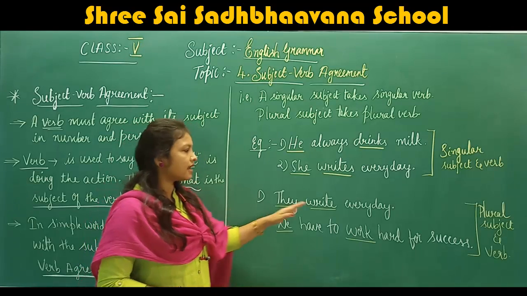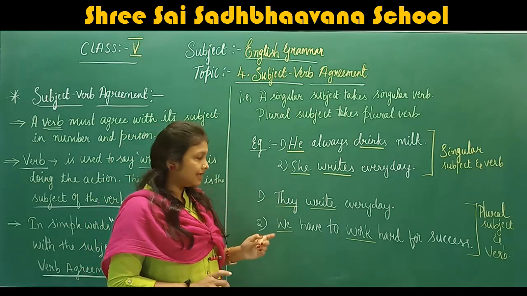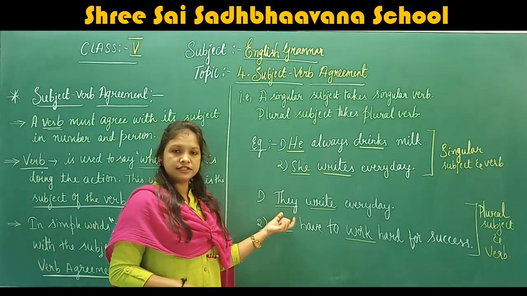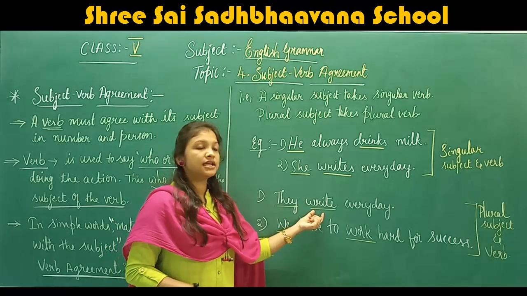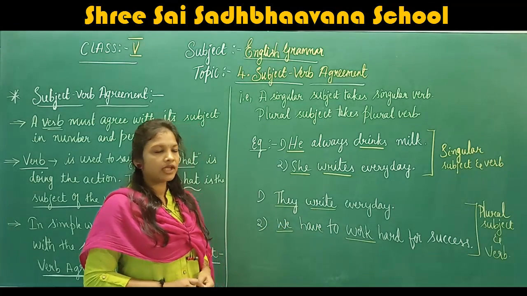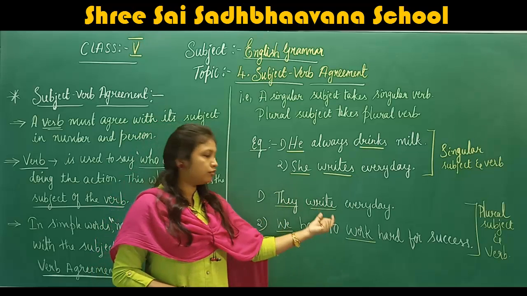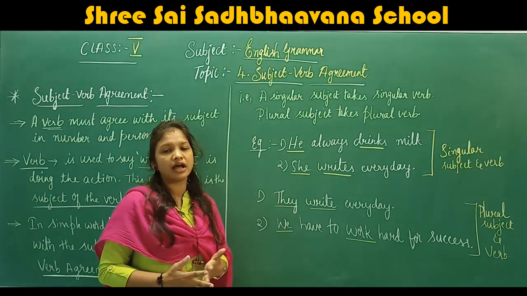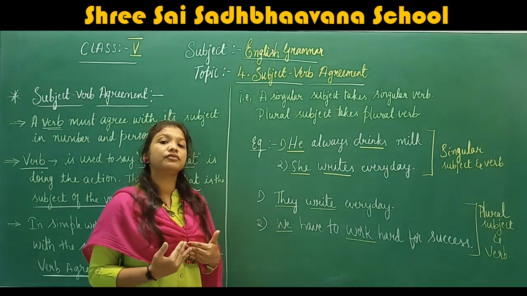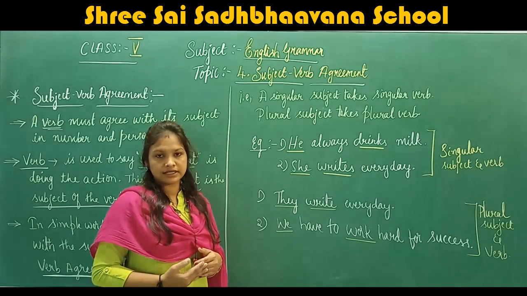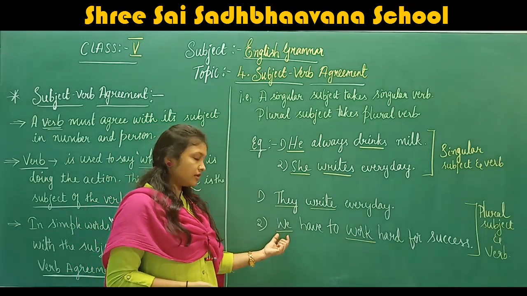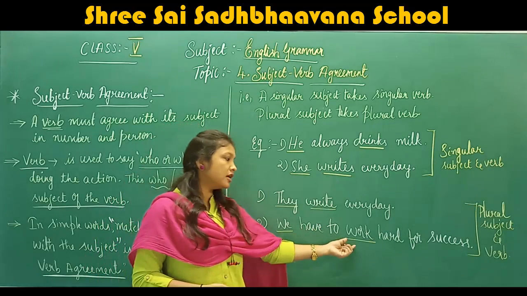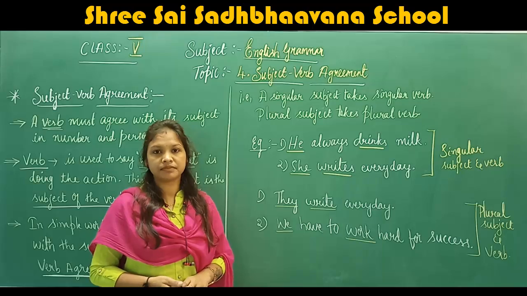Next example, they write every day. In this sentence the word they is a plural subject and write is a plural verb. So a plural subject takes a plural verb. Understood? Next example, we have to work hard for success. Here the word we is a plural subject and work is a plural verb.